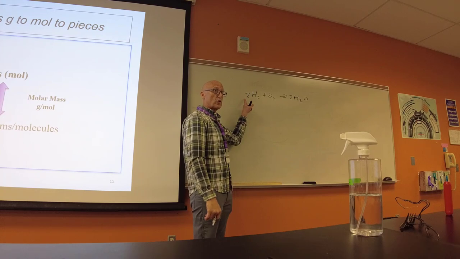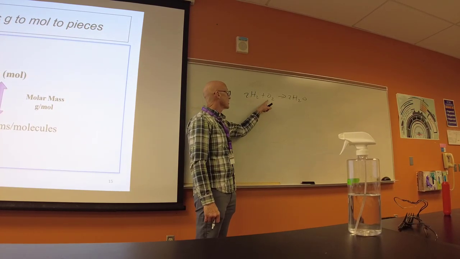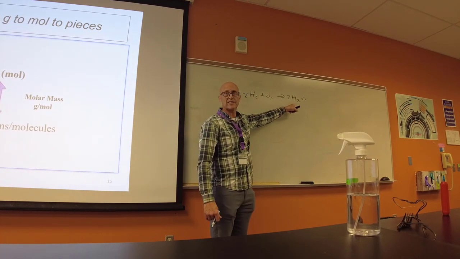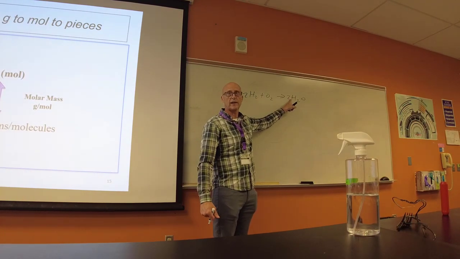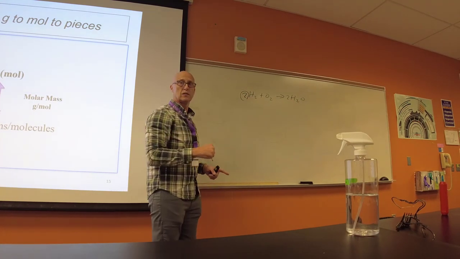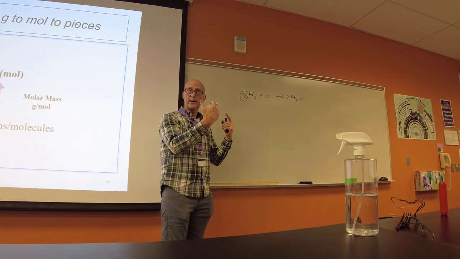Now you know this: if there were two hydrogens, the hydrogens are bound to each other, and the oxygen is bound to each other. These would break apart and reform into this thing we call water, and it makes two of them. In terms of how many: two hydrogens, one oxygen, two waters.